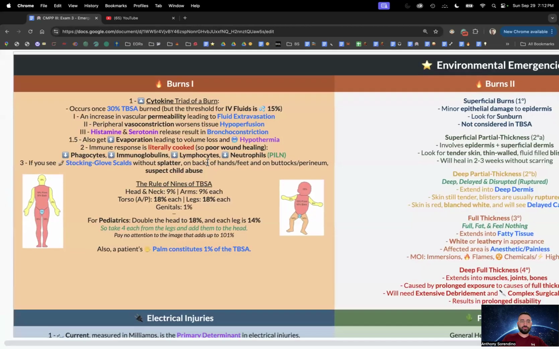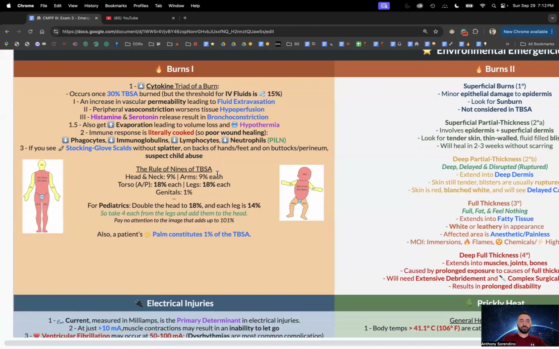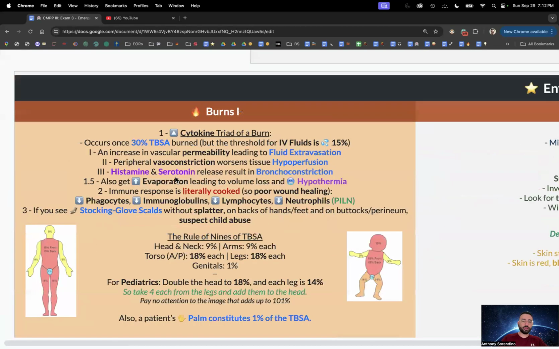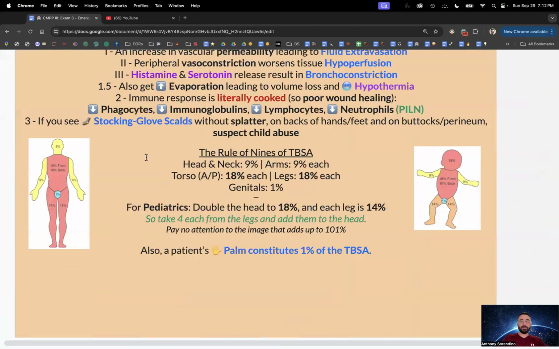I don't think the path is very important here. Stocking and glove scalds are always something you want to look for to suspect child abuse. And then the rule of nines is going to be important. So for an adult, it's just 18 front, 18 back, and then 18 per leg. Everything else is nine, so your arms and your head.